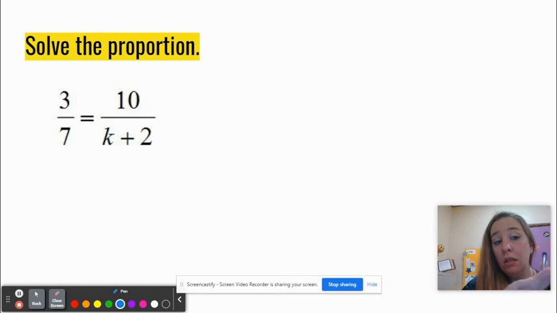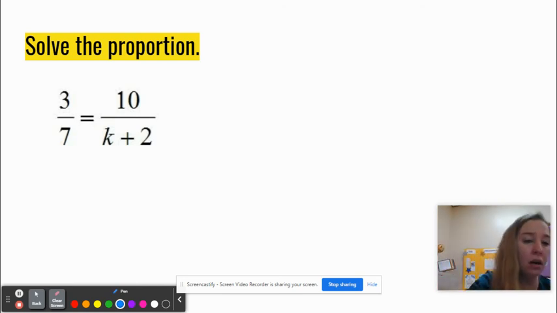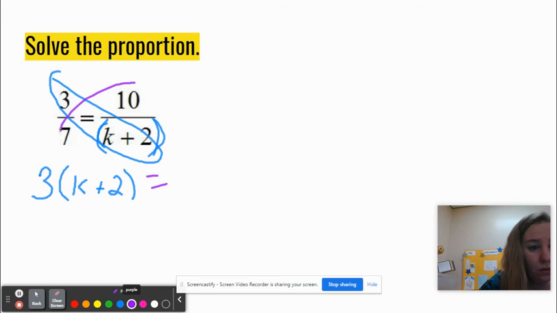Okay, something like this. It's not a coefficient that we have. We have k plus 2. And whenever you have something that's in a denominator or in a numerator, they stay together. They are married, for lack of a better term. So it's 3 times the whole thing. So when you multiply, it's 3 times the whole thing equals 70.